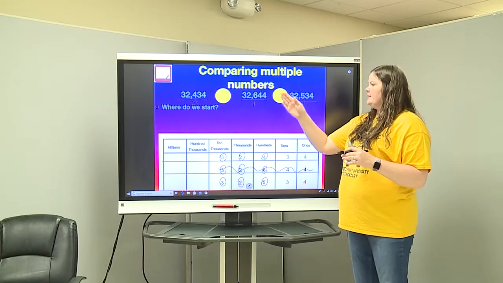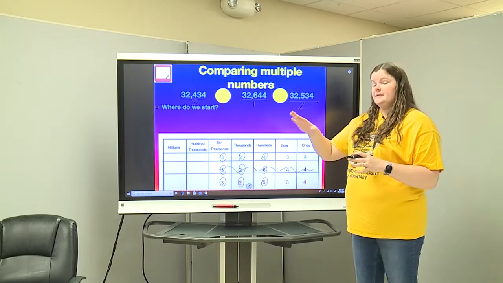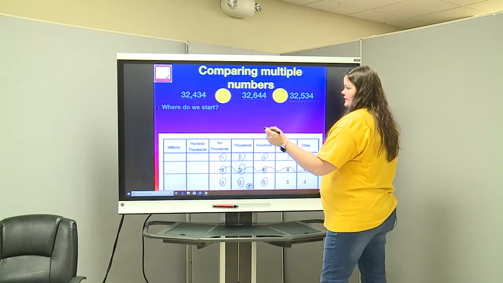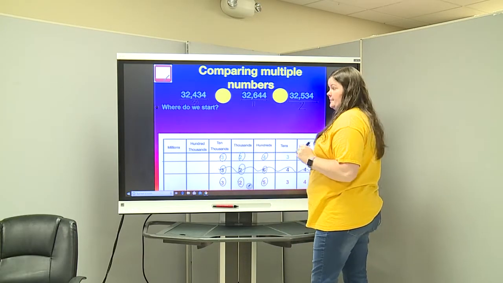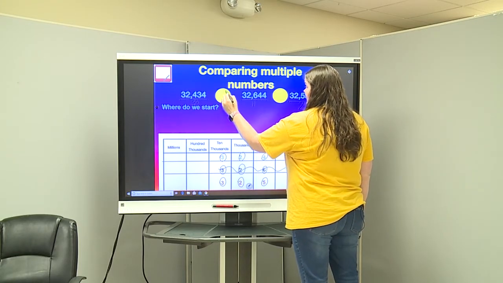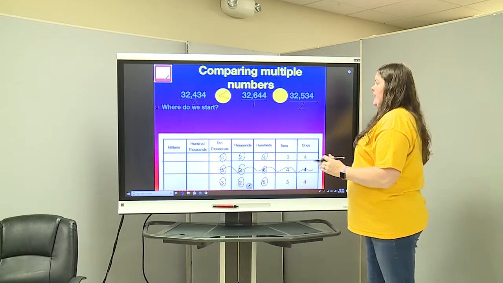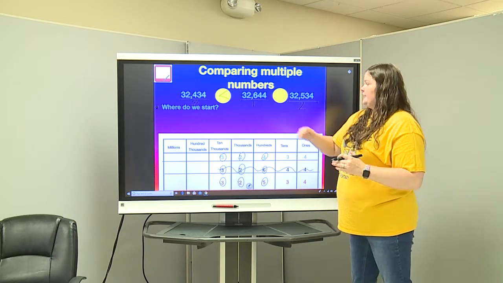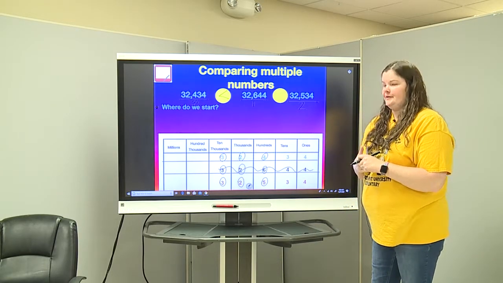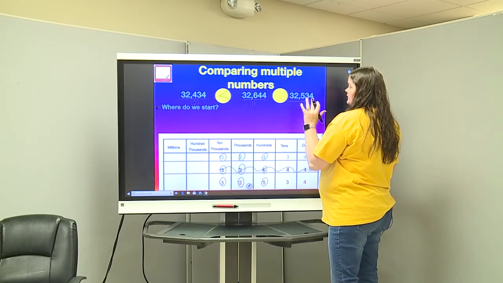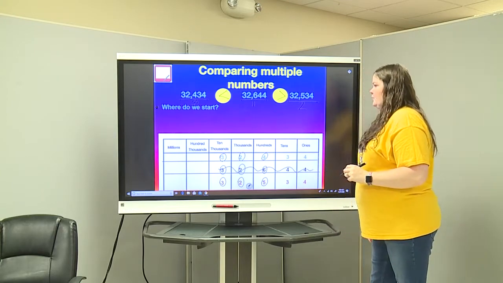So now I just need to fill in these 2 yellow comparison bubbles. And let's start at the beginning. 32,434 compared to 32,644. Well, I know that this is my biggest number, so that's going to be a less than. Okay, now let's focus on these 2 numbers. 32,644 compared to 32,534. I know that 600 is still my largest, so that one is going to be greater than.